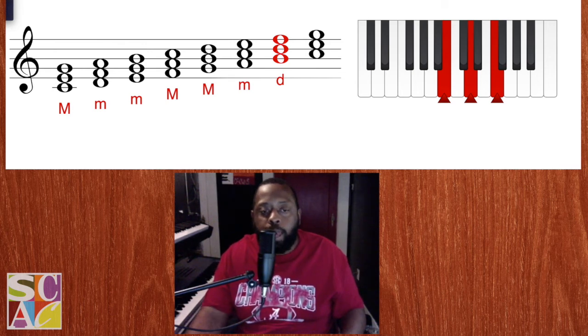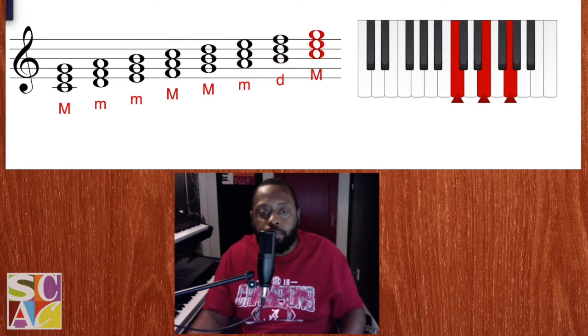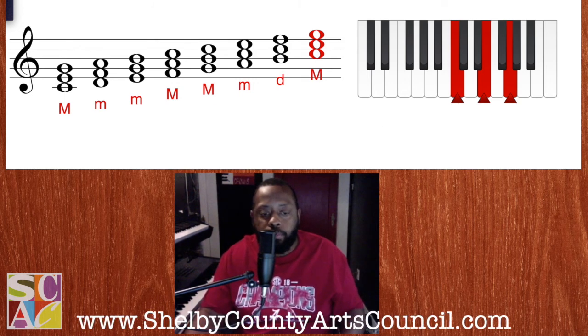One more thing to add about this B diminished triad. From B to F is considered a diminished fifth interval. Once again, from B to F is considered a diminished fifth interval. And finally, we're back to the tonic of C. The only difference is we're in the octave from here to here. Let's listen.